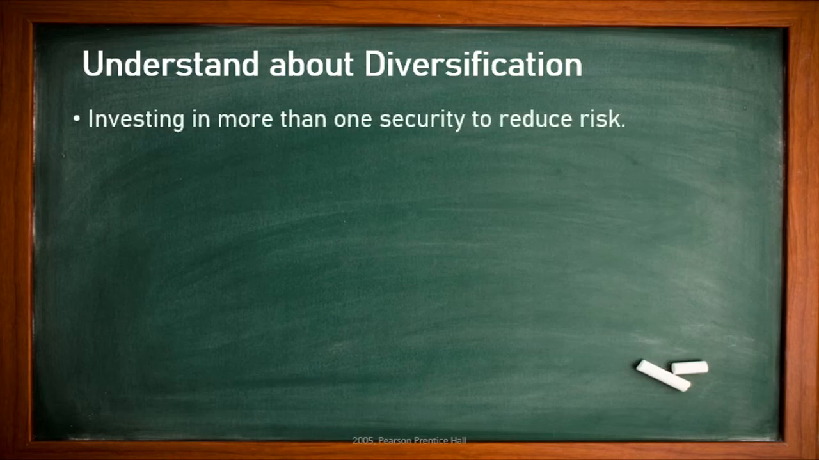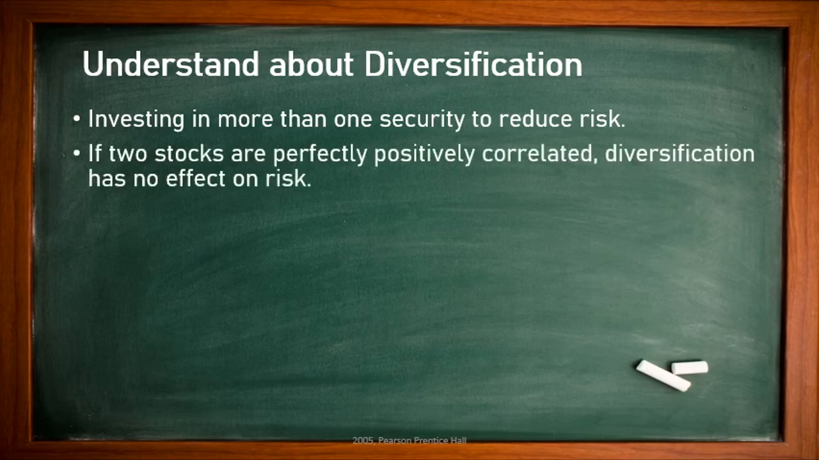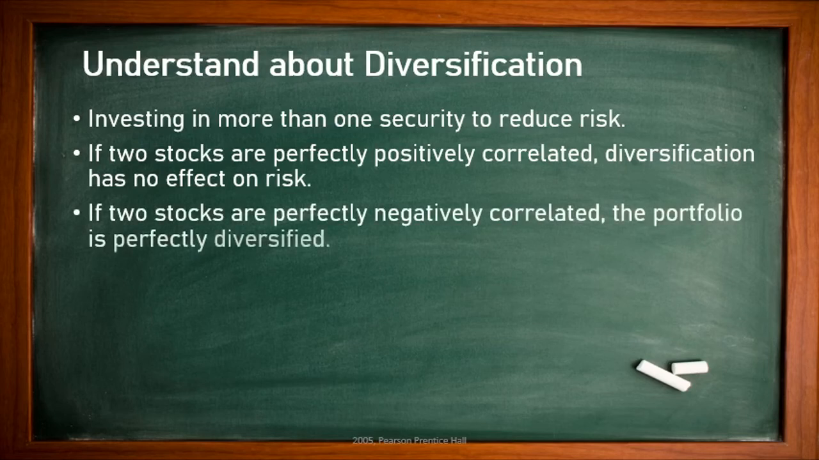Diversification means investing in more than one security to reduce the risk. That's why we diversify our securities, not investing in just one. If two stocks are perfectly positively correlated, diversification has no effect. It means both go up and both go down together, so whether we go with the first situation or the second, it will not matter. So there is no need for diversification. But if two stocks are perfectly negatively correlated, the portfolio is perfectly diversified, as we mentioned in the previous example.